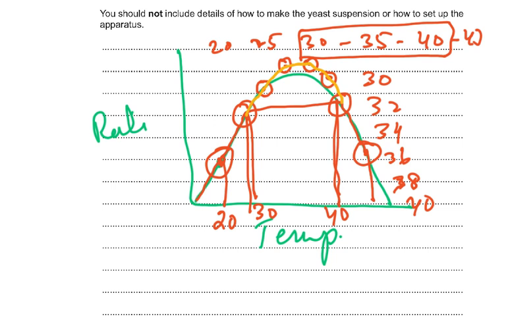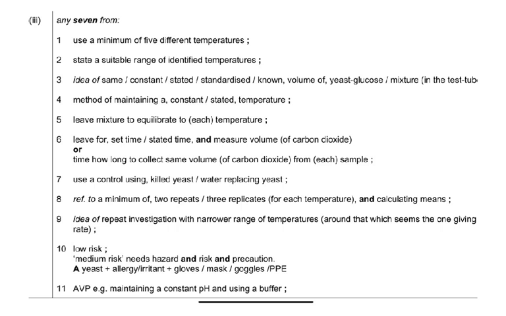Then, of course, as I tell you, you always talk about the hazard, risk, and precaution. So it's yeast, could be allergy, use gloves or mask or goggles. And then, of course, you can also say, because it's an enzyme practical, maintain a constant pH using a buffer. So as you can see, in any format, use a minimum of 5 different temperatures. Then you use a suitable range like 25, 30, 35, 40, 45, and please write degrees Celsius. You must write the units. Then a known or standard volume of yeast glucose mixture, 5 ml, 10 ml.